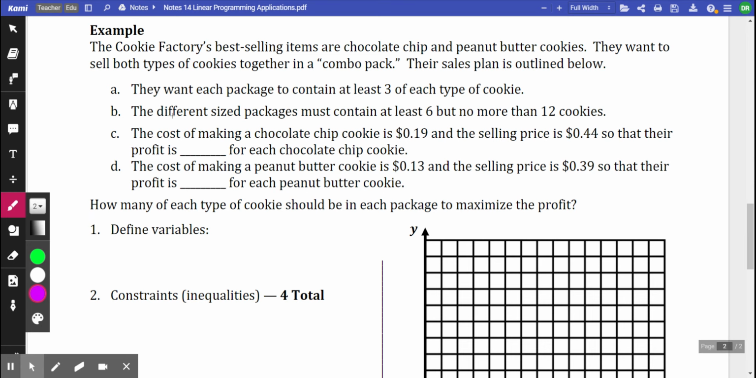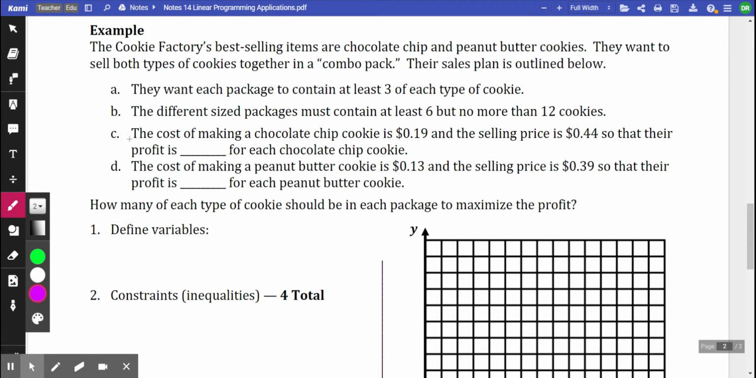Okay, we also see the different size packages must contain at least 6, but no more than 12. So in these combo packs, they want a minimum of 6, which makes sense because we'll have at least 3 chocolate chip and 3 peanut butter. But they don't want to do combo packs of more than 12 cookies. So there's another constraint. No combo packs can go beyond 12 cookies.